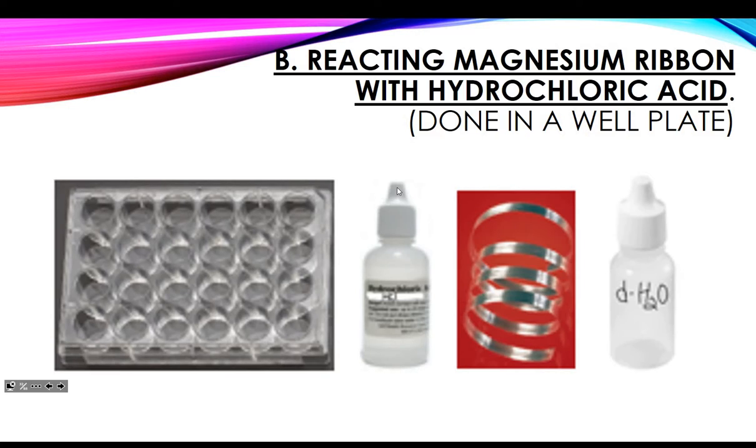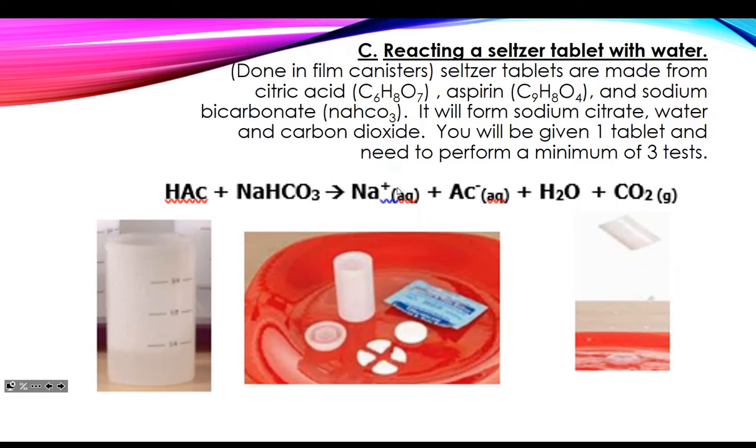Okay, next one is reacting magnesium ribbon with hydrochloric acid. And you do this in a well plate, and you'll have the ability to have distilled water, magnesium ribbon, the hydrochloric acid, and the well plate to play with. And we'll talk about that as we go through. That one you have to write your equation on your own.